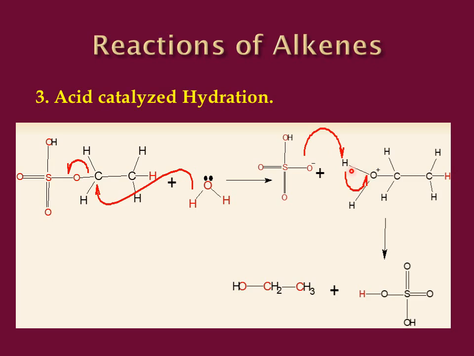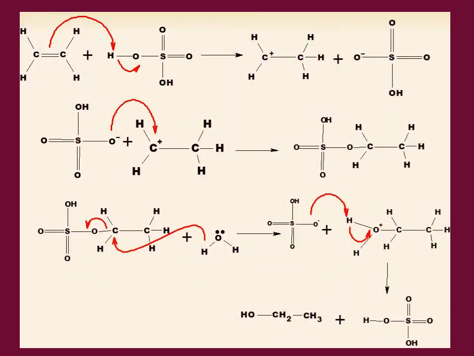In this way you can see an alcohol is formed, CH3CH2OH, alcohol, ethanol, along with sulfuric acid. In this way, sulfuric acid is regenerated. That is why it is called acid catalyzed hydration. Students, for your convenience, these are all the 3 steps that I have explained, and they are represented at one place.